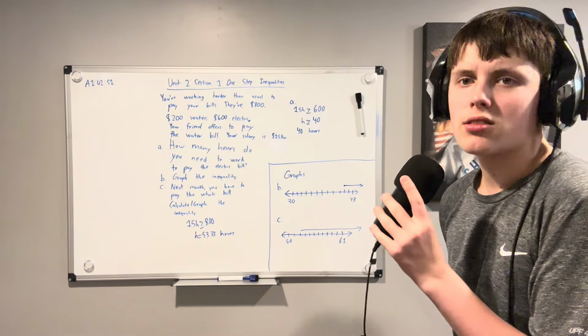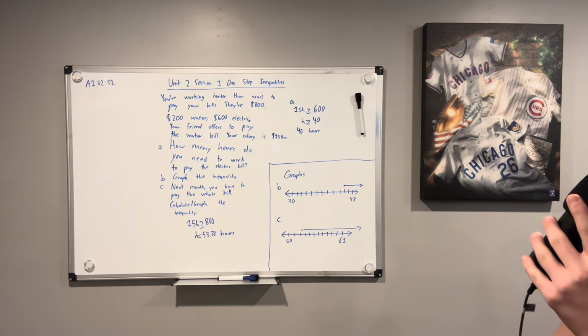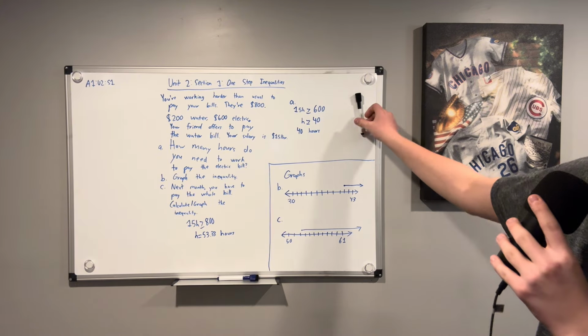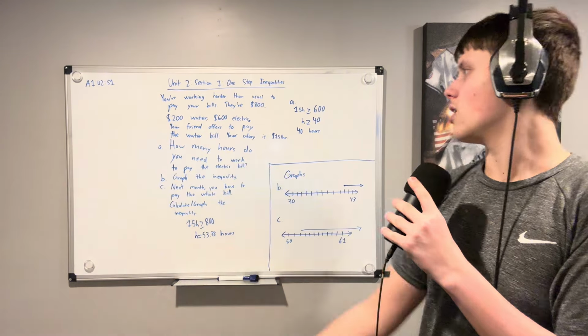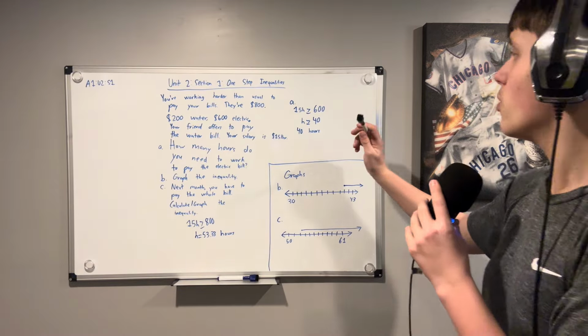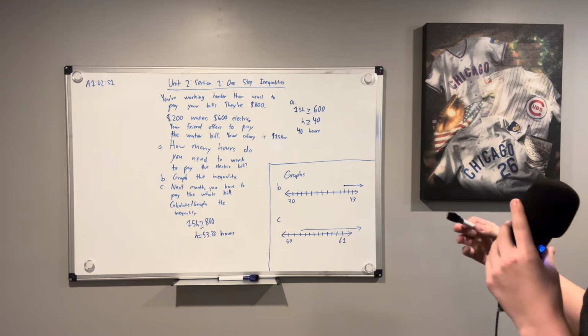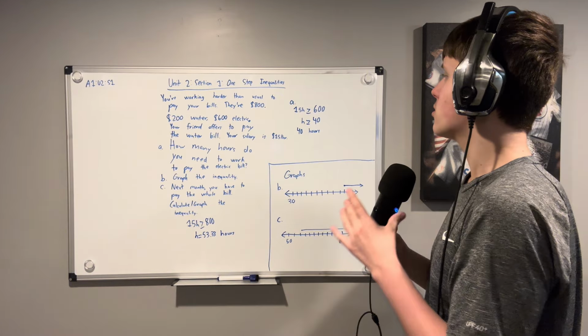I'm revealing the answers in 3, 2, 1. All right, go ahead, check your answers, and we'll see how we did. So A, the water bill, already paid. That's gone. You're only paying the electric bill, so 15H is greater than or equal to 600, and H is greater than or equal to 40.